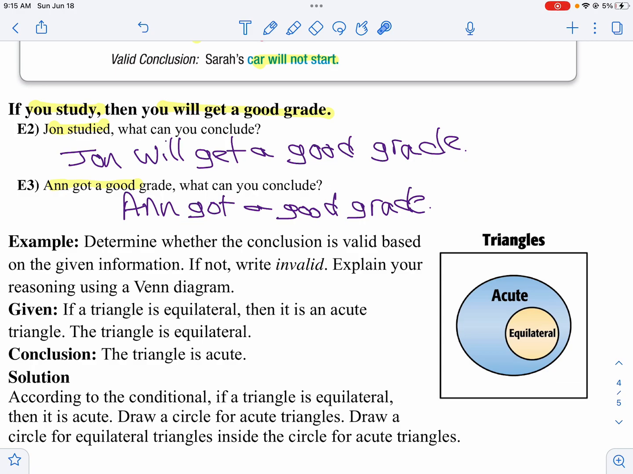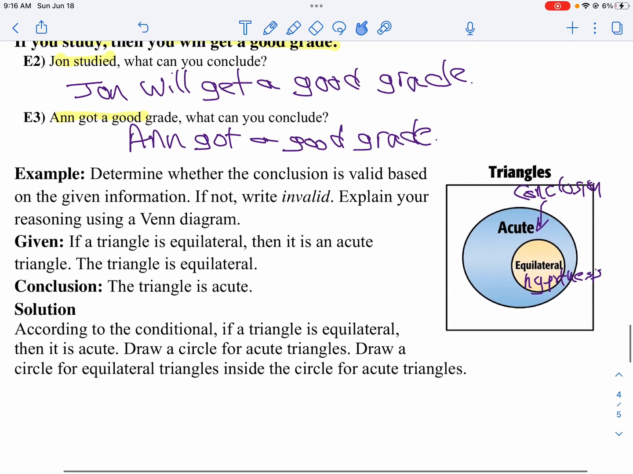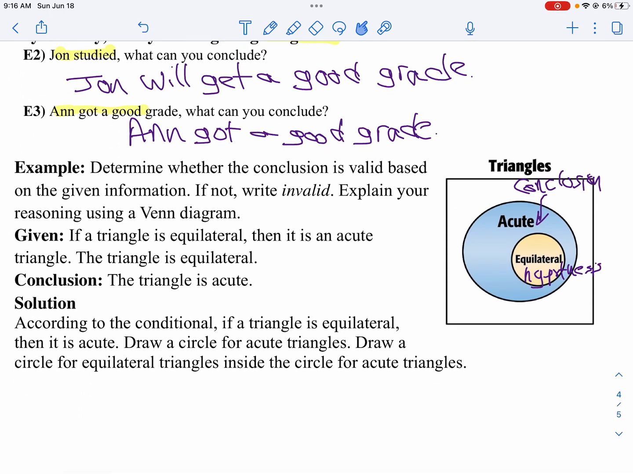So if we take a look at our statement, if a triangle is equilateral, that's my hypothesis, then it's acute. We're told the triangle is equilateral. Therefore, we know it's acute. So what happens is my hypothesis goes in the smaller circle, and my conclusion would go into the larger circle when you represent something with a Venn diagram. That's what we did here.